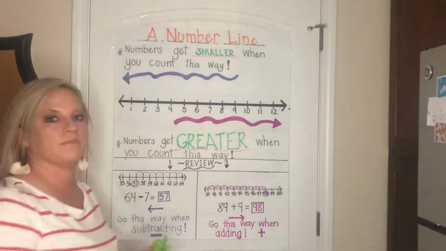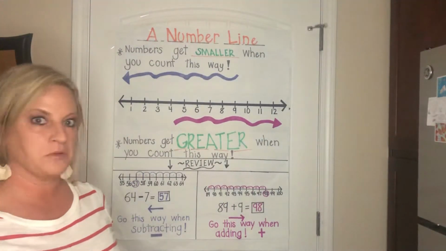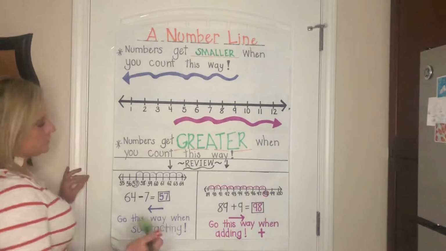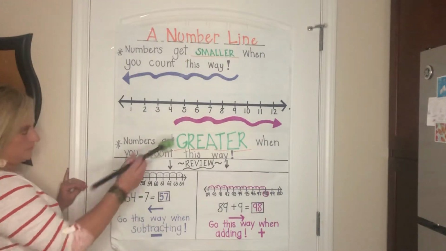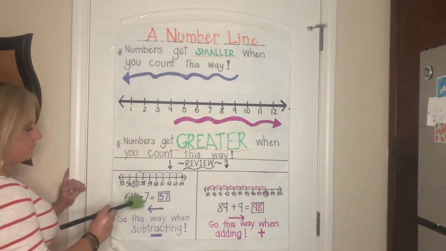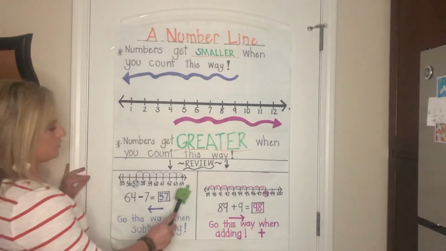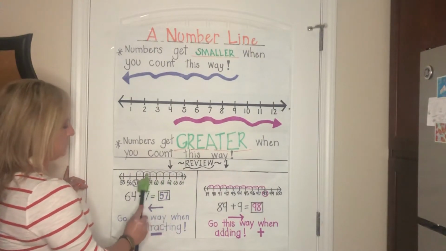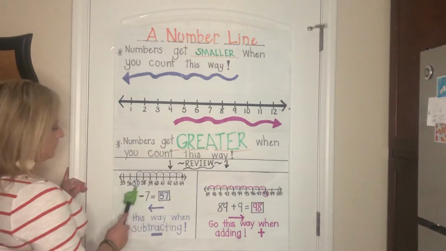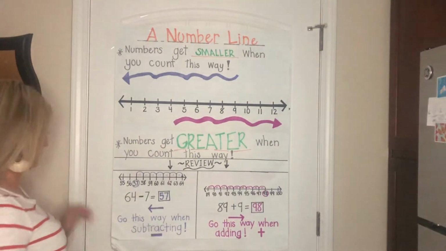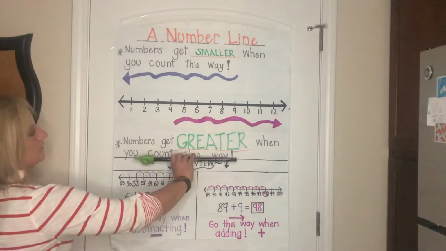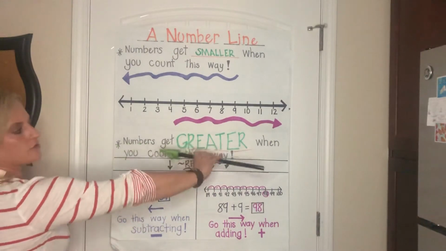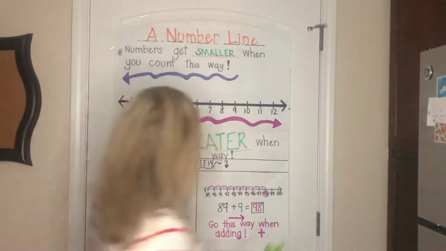And I want you to think of when we added and subtracted on a number line as a strategy. Just to review, if you had 64 minus 7, you would start over here and put the 64 and hop back 7, minusing 1 each time, and you would land on 57 and find your answer. So you go this way to subtract, because when you subtract, you're taking away, making it smaller.